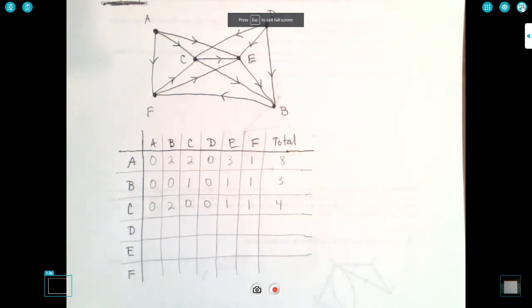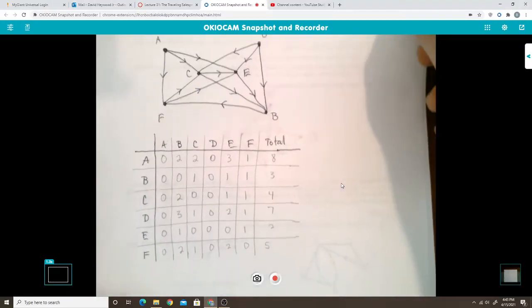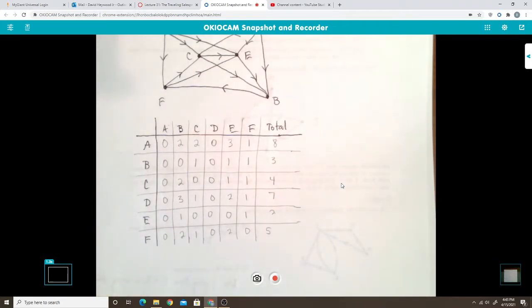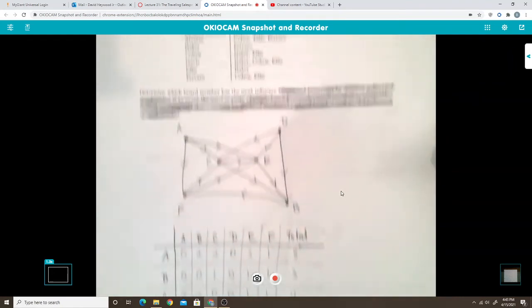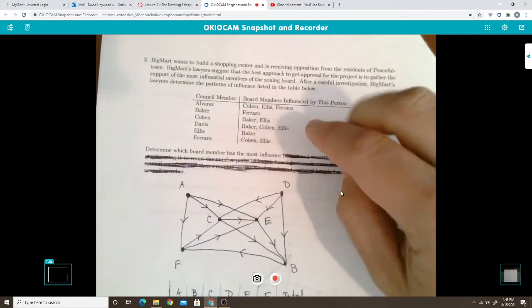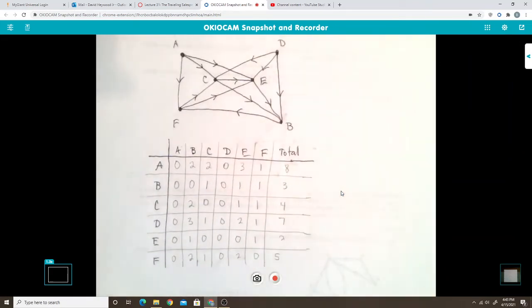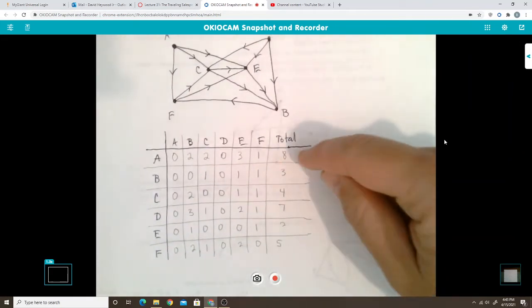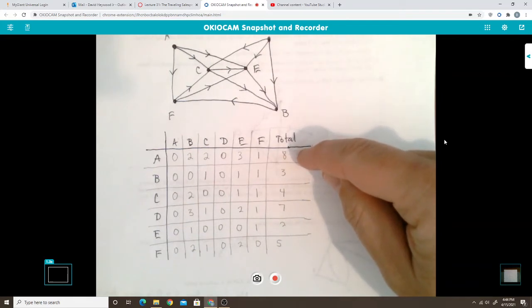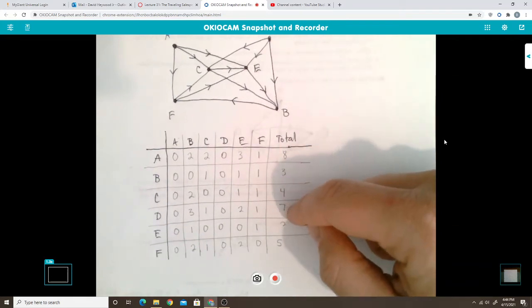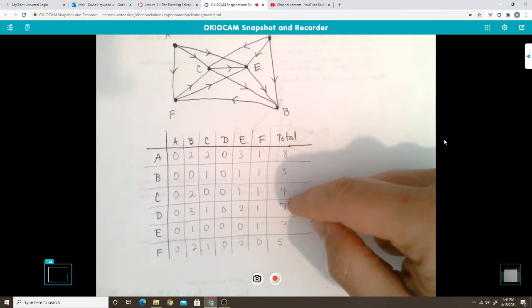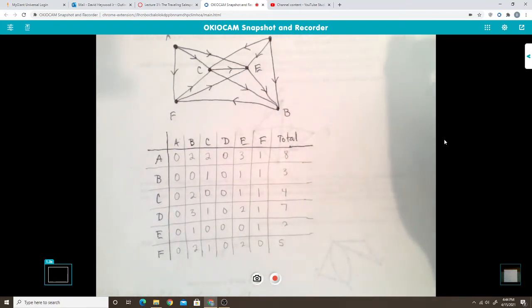So that's kind of how this works. Let me fill in the rest of the chart. Okay. So I filled in the rest of the chart, and this is what you get. So we do have a clear winner, right? If we count up just the direct influence, we have a tie. But if we count up direct and secondary influence, then we have a clear winner, Alvarez. Alvarez is more influential than Davis, okay? So Alvarez is the winner.